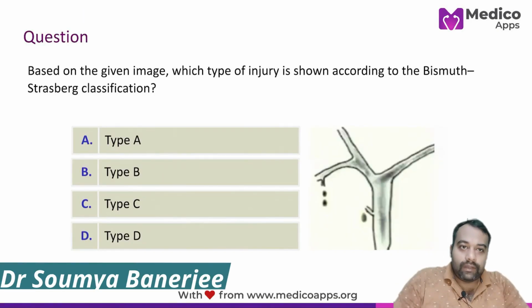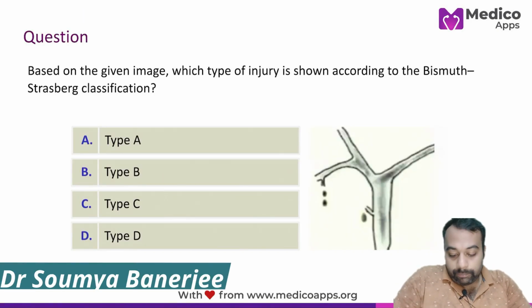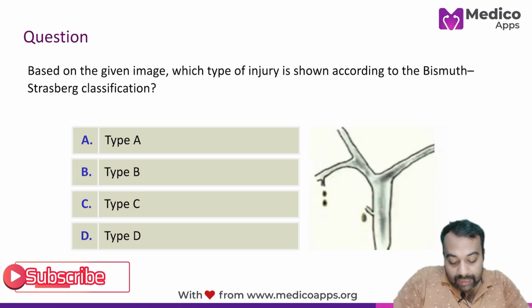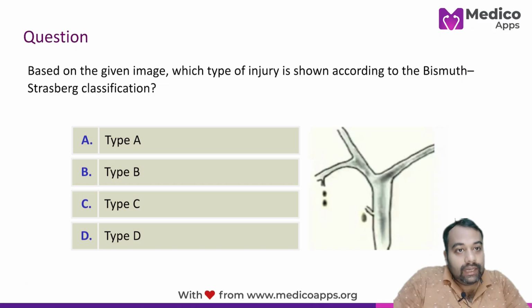So let's take the next question then. Based on this image, which type of injury is shown according to the Bismuth Strasberg classification? Okay, so the options are type A, type B, type C and type D.